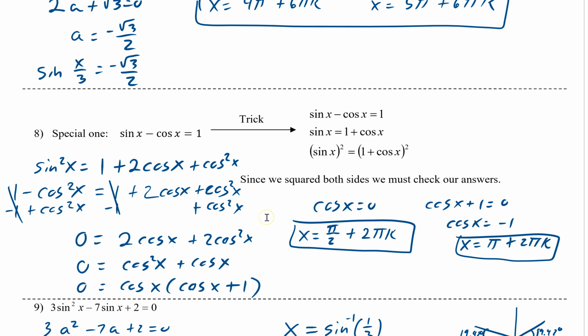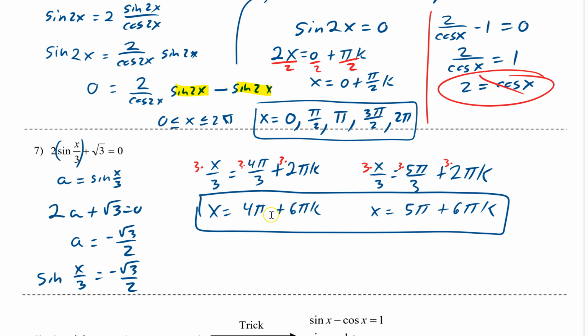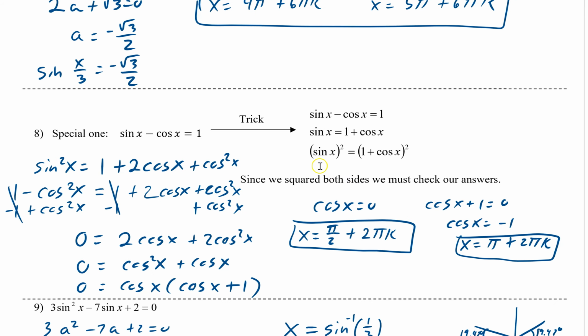So there you go. These are all the special ones, I hope. So if you get stuck, just look here. There's tiny little tricks. Just remember, if you are going to square both sides, completely legal, you just have to check your answers, because you will introduce false solutions.